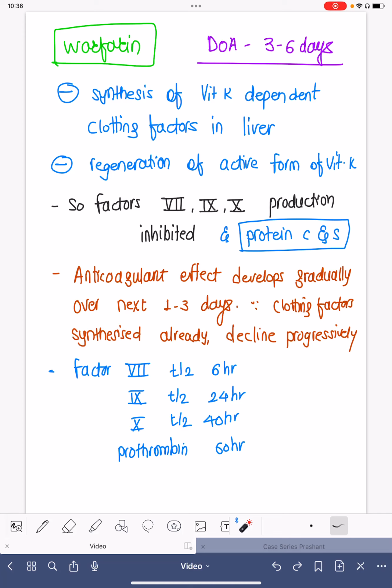Today we'll be talking about the drug Warfarin. Warfarin is an excellent, very commonly used drug for so many indications. We must know that the duration of action of this medicine is around 3 to 6 days.